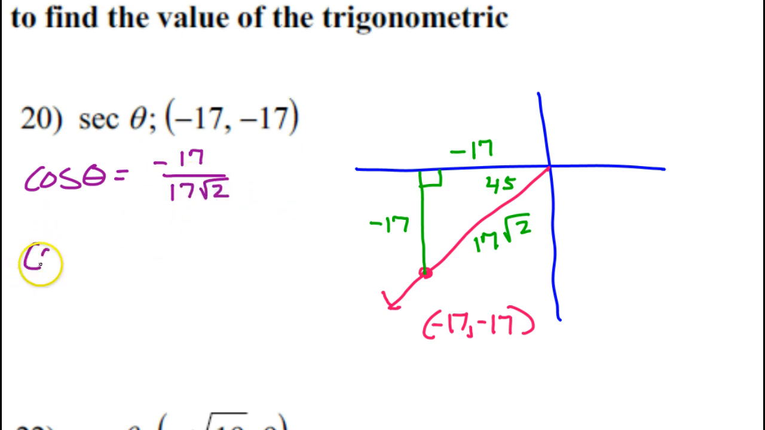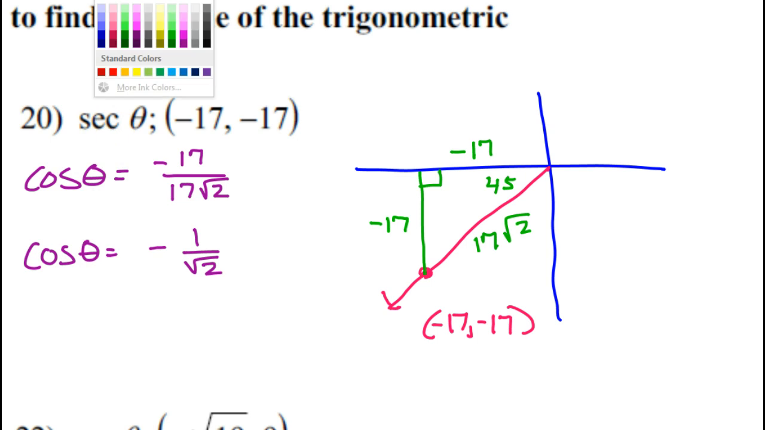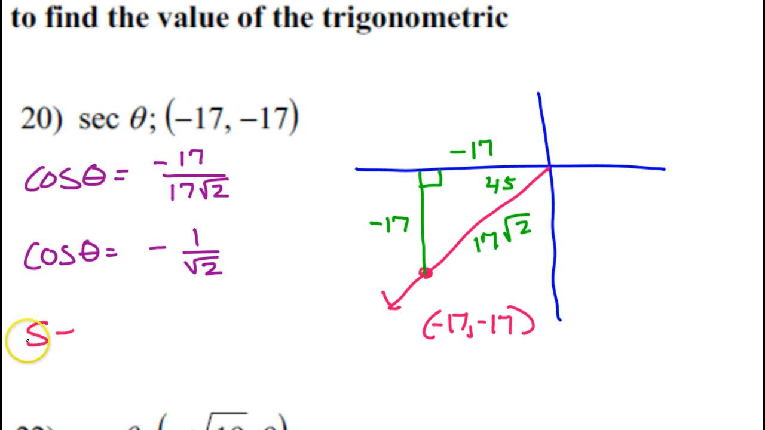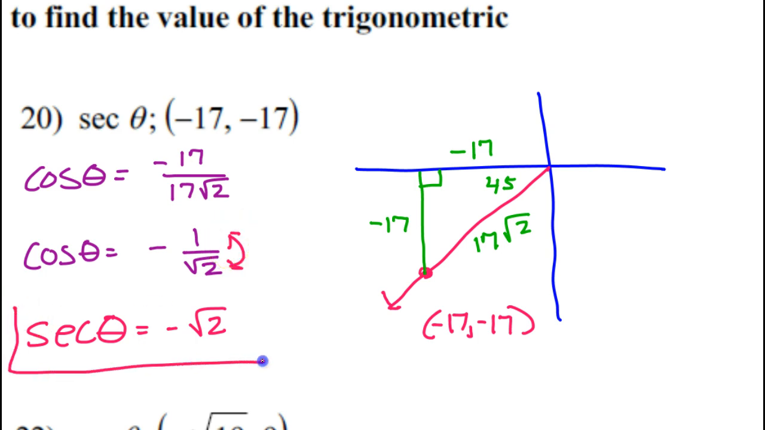Okay, now let's just simplify this a bit. So these 17s are going to cancel each other out. So it's going to be negative 1 over radical 2. All right, so fine, that's the cosine of the angle. So what is the secant? Well, the secant is going to just be the reciprocal of this. So in that case, the secant is going to be negative radical 2. I just did the reciprocal of this guy. So that should be the final answer for number 20.